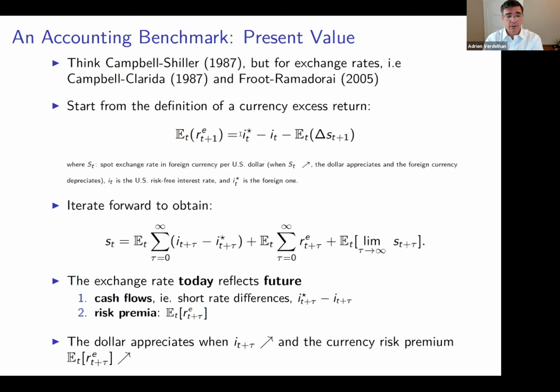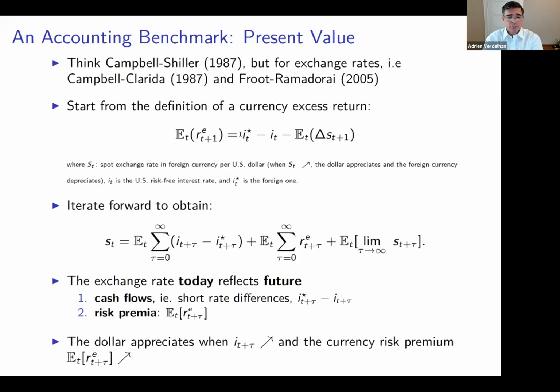Now you play with this little definition: put the value of the exchange rate today on the left-hand side, and move the rest to the right-hand side. By iterating forward, you can derive very easily this simple accounting definition of exchange rates, where the log of the exchange rate today, s_t, is equal to the expected short-term interest rate differences, i_t at home and i star foreign, plus the sum of the future risk premia, plus the infinite-horizon limit value of the exchange rate.